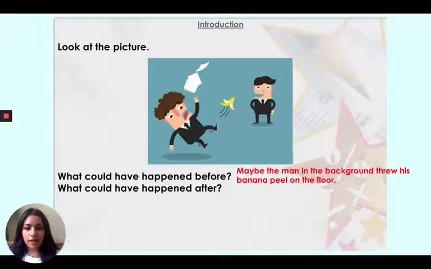Okay, let's have a look. So, maybe the man in the background threw his banana peel on the floor, and that's how this man here slipped and fell over.